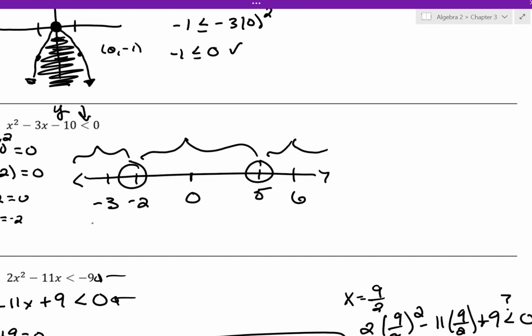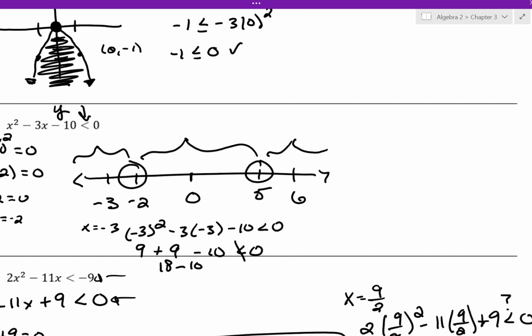So if I say x equals negative 3, that's going to give me negative 3 squared. I'm plugging into the very original guy. Negative 3 squared minus 3 times negative 3 minus 10 is less than 0. This gives me 9 plus 9 minus 10 is less than 0, and that's not going to be a true statement. This is going to be 18 minus 10 is less than 0, and no, I am not going to shade this region.